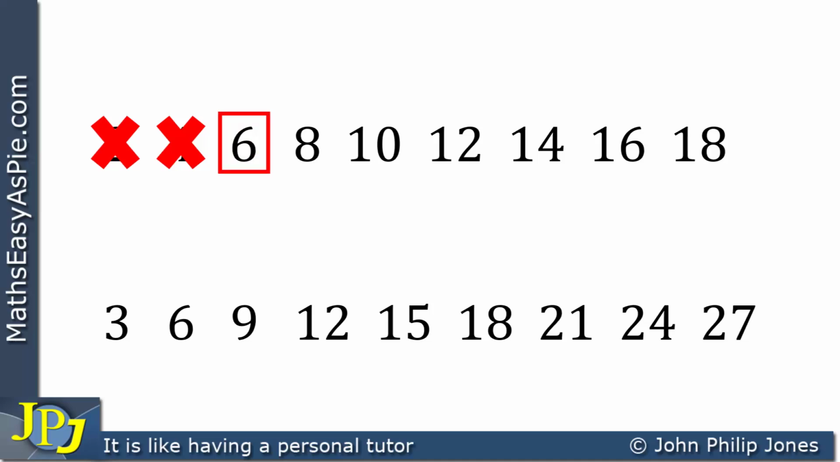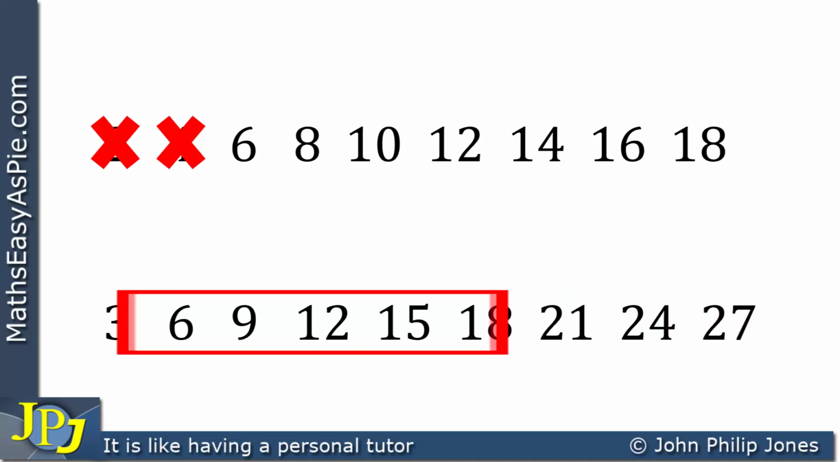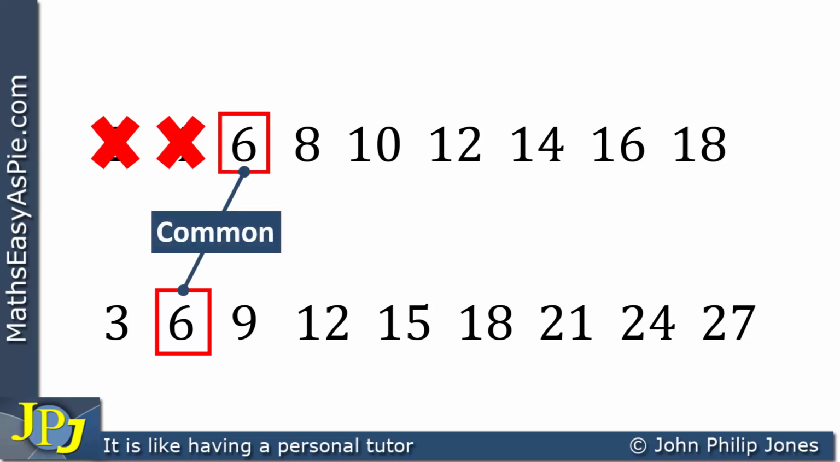I'll then come to the 6, and I'll ask the question, is 6 in this list? And we can see that it is. So I'll highlight both 6's, join a line between them, and mark those as common. Because there is a multiple 6 in the list of multiples of 2, and there's also a multiple of 6 in the list of multiples of 3.